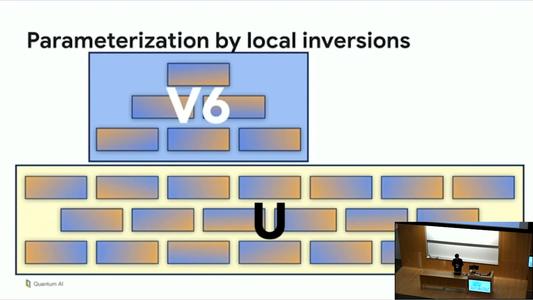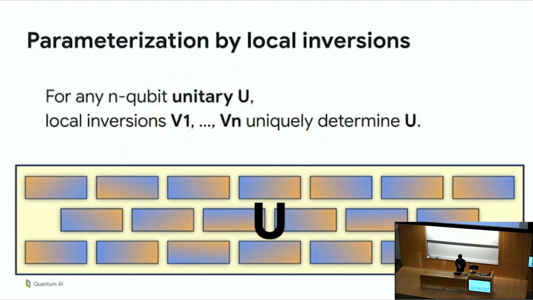So now, after defining local inversion, one of the most important lemmas in this work is the following. Basically, we showed that for any n-qubit unitary U, the local inversions V1 through Vn (note that there are n local inversions because there are n qubits) uniquely determine the unitary U.